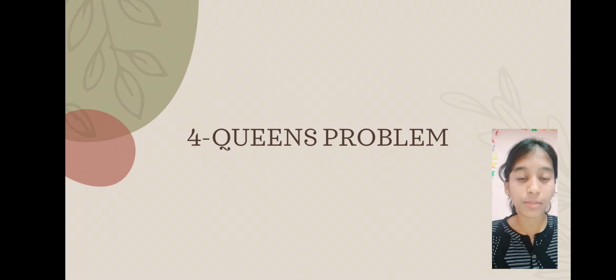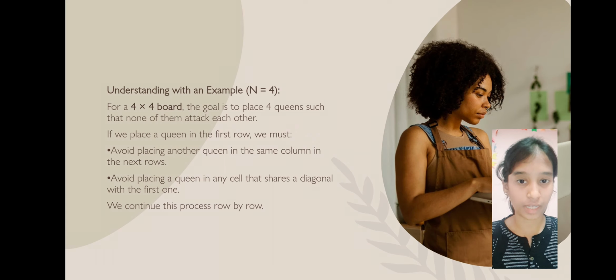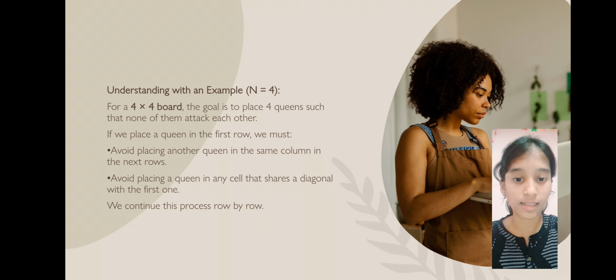For the n-queens problem, today I'm taking the 4 queens problem as an example. In the 4 queens problem, consider a 4 by 4 chessboard on which we have to place 4 queens in such a way that no 2 queens are in the same row, same column, or same diagonal. We can place queens on a 4 by 4 chessboard in 4 factorial ways, as you can see above.